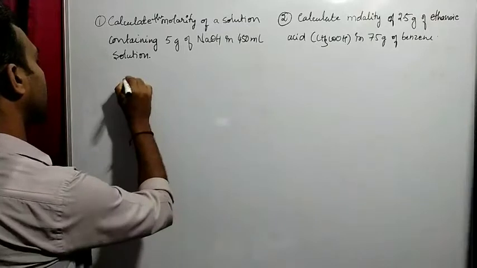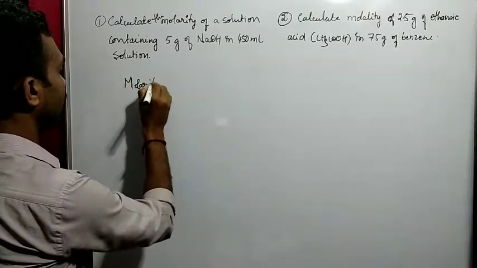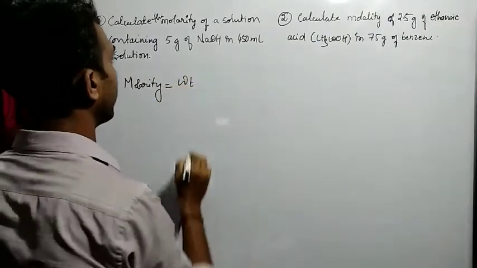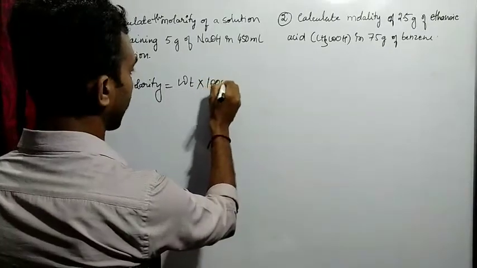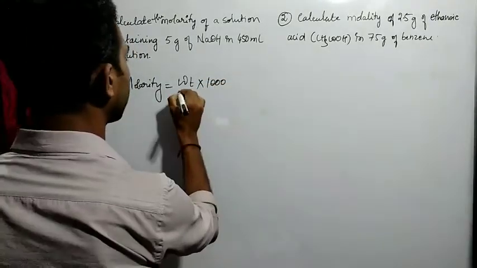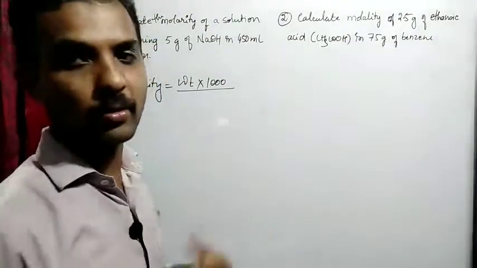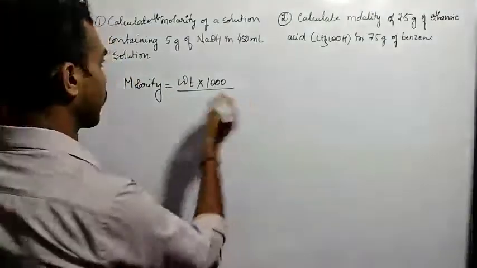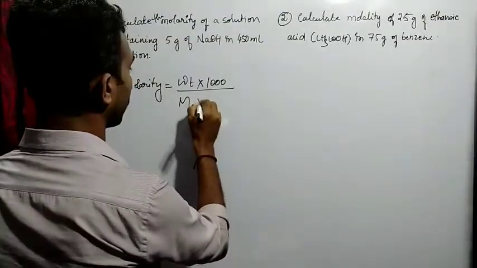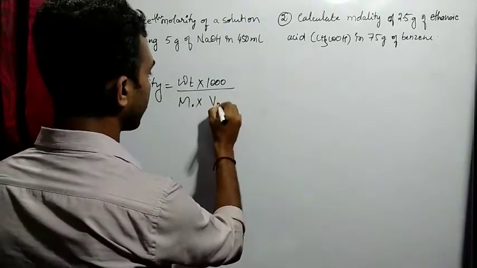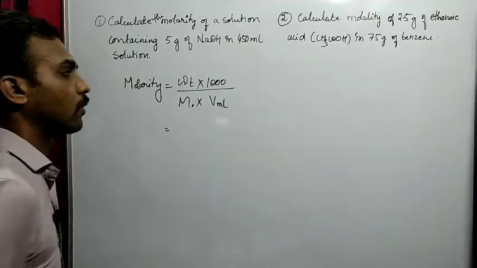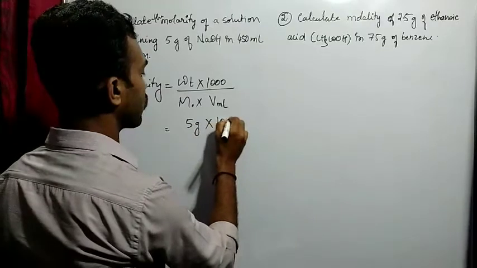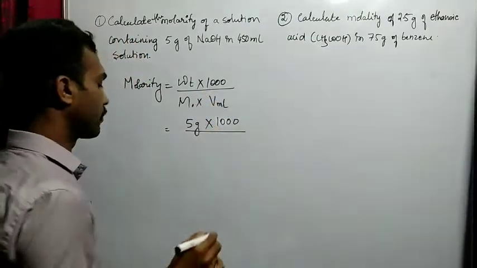Molarity is equal to weight of the solute into 1000. They have given ml here, so we have to convert it into liter, hence we are dividing by 1000. Then molecular mass of solute into volume in ml, the solution volume in ml. What is the weight? They have given 5 grams. So 5 grams into 1000 divided by the molecular mass of sodium hydroxide, which we have to find out.